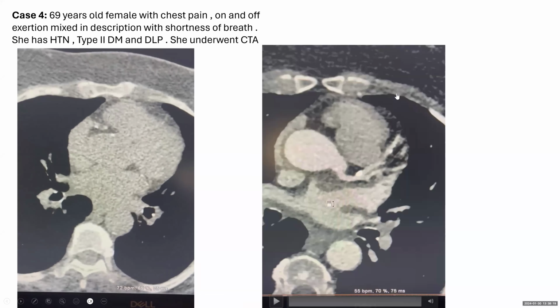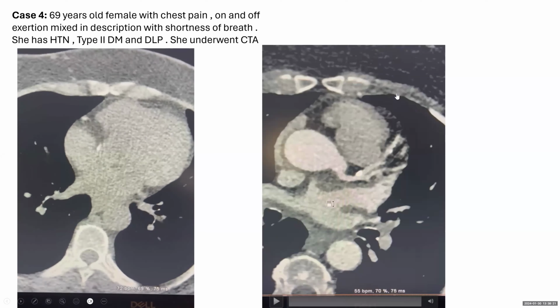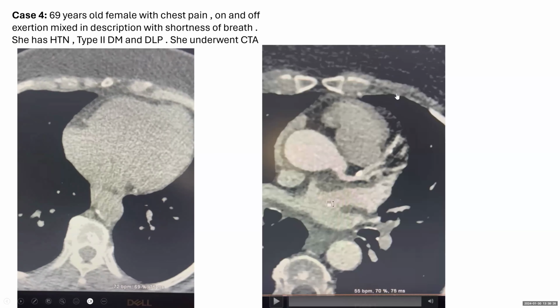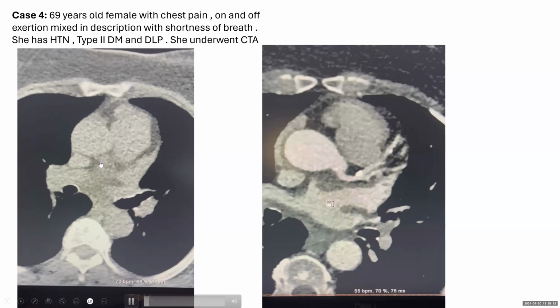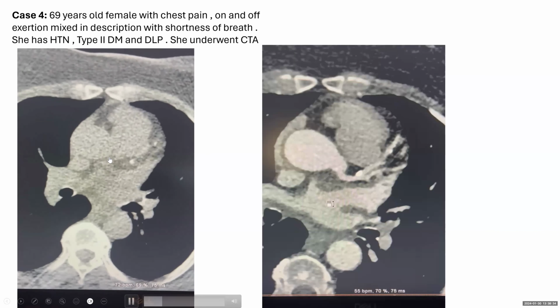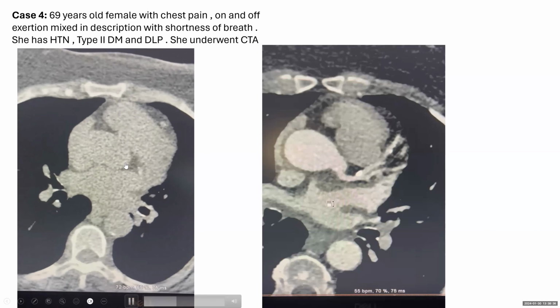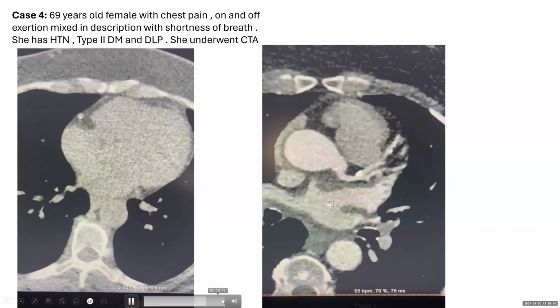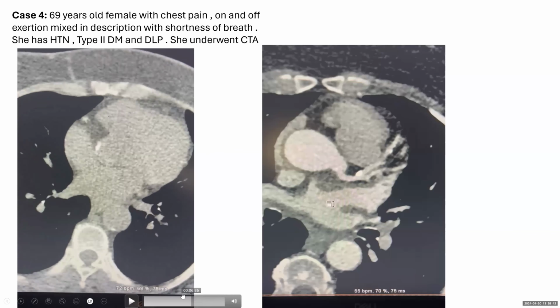Calcified plaque in the LCX. RCA also, extensive calcification, ostial lesion in the LCX. Okay, so let's go through it quickly. This is the origin of the left main here. It's not calcified. There is some calcification in both the RCA as well as the LCX.